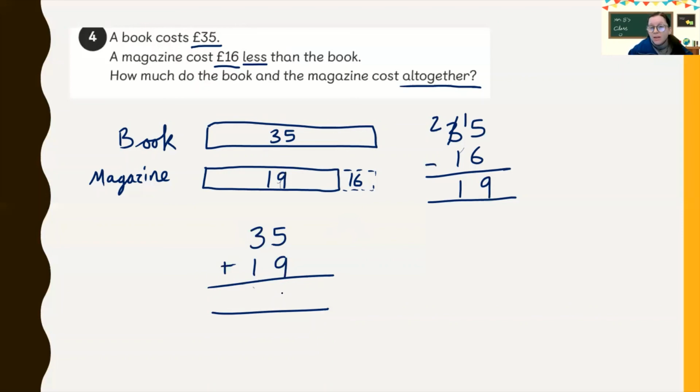5 add 9. 9 add 5. Did you get it? 14. The 10 goes there and the 4 goes there. 3 add 1 is 4. Well done. Add another 1 is 5. So all together they cost £54.